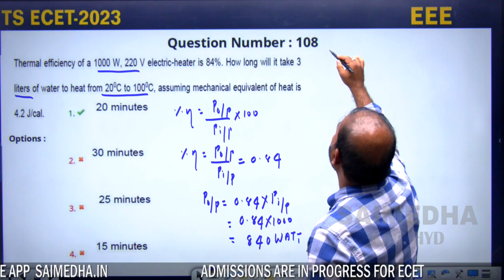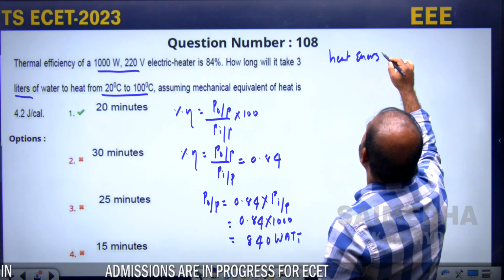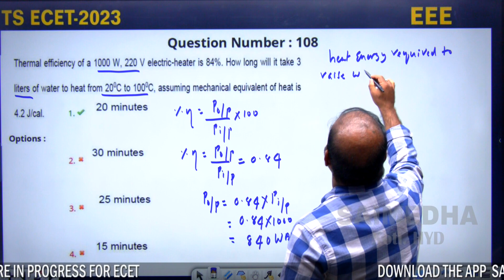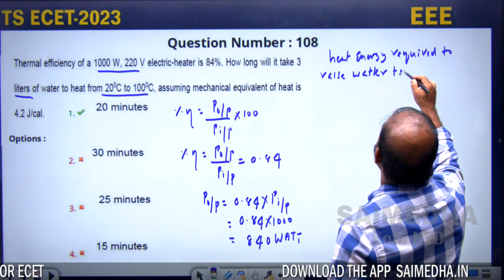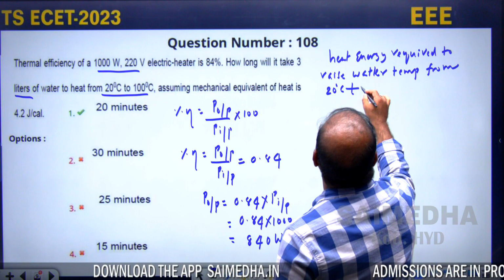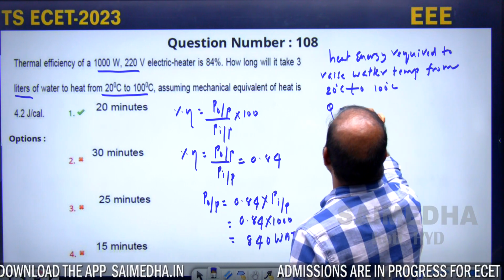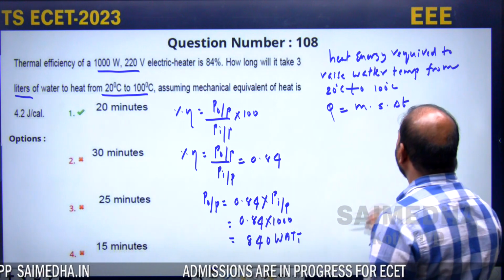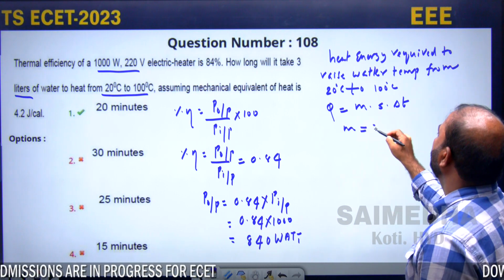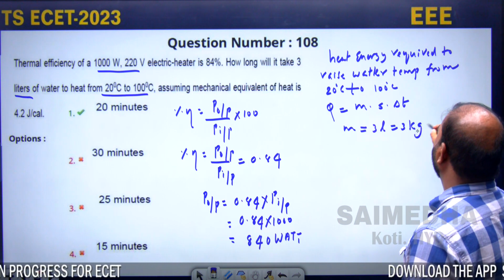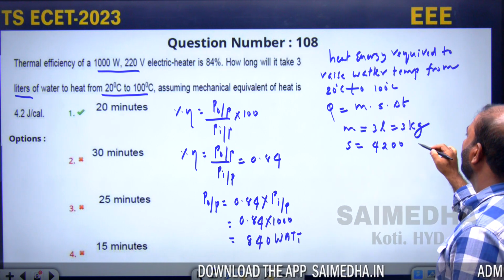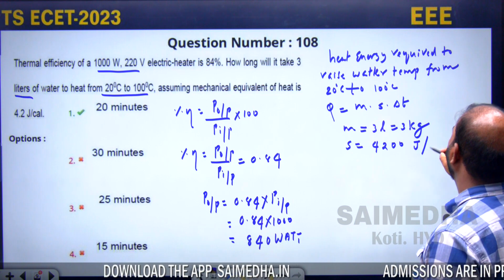So the heat energy required to raise the water temperature from 20 degrees centigrade to 100 degrees centigrade is, I am going to use Q is equal to M into S into delta T. M is mass of the water and S is specific heat of the water. Three liters is approximately equal to 3 kilograms. Specific heat of the water is 4200. Please remember, 4200 joules per kilogram Kelvin.